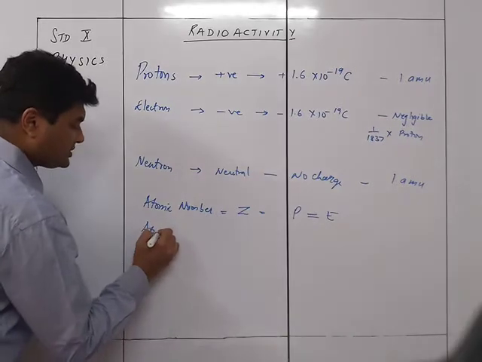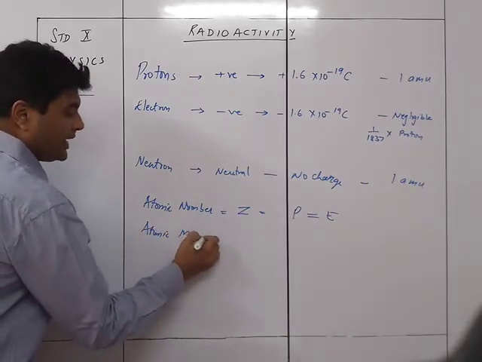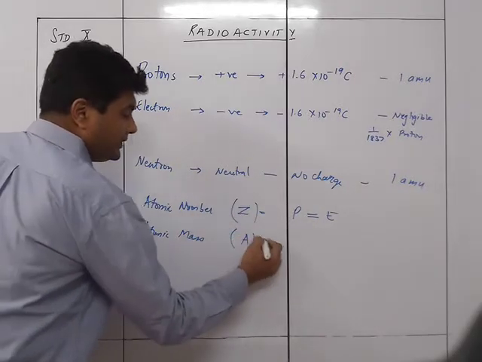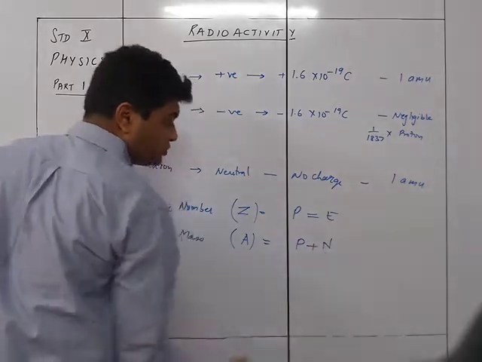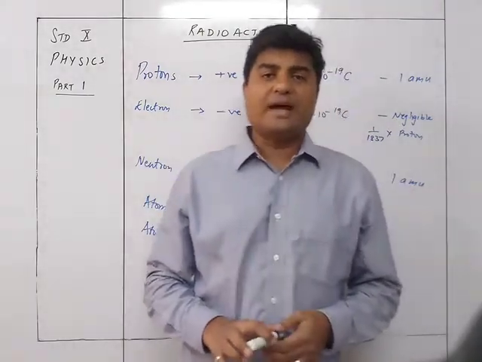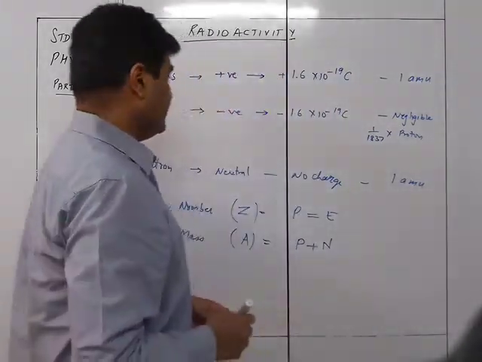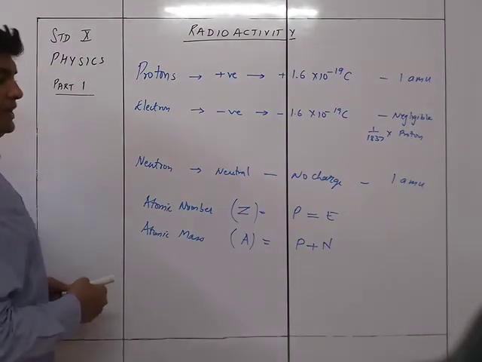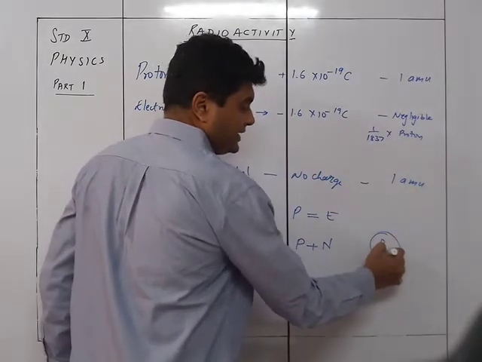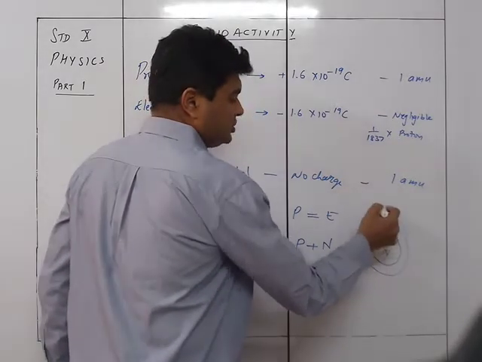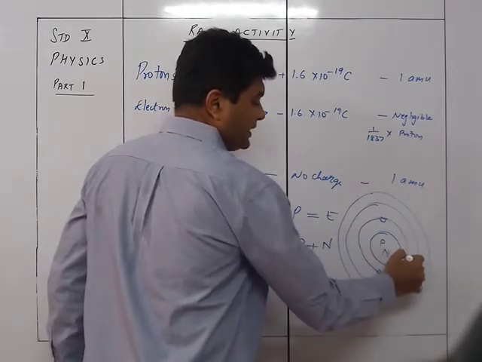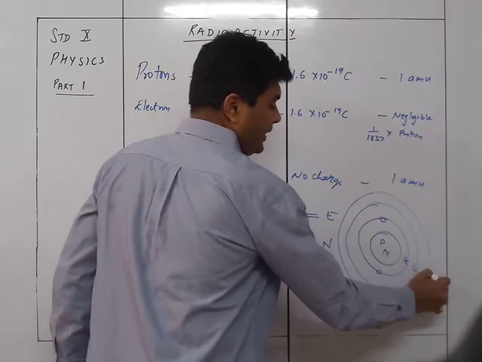And the atomic mass, we very well know that electrons have negligible mass, so the mass number, in terms of A, is equal to protons plus neutrons. So the total mass of any atom is the sum of the protons and the neutrons present in them. The structure goes this way: the protons and neutrons are inside the nucleus, and then there are the shells which accommodate the electrons, and the shells are named K, L, M and so on.